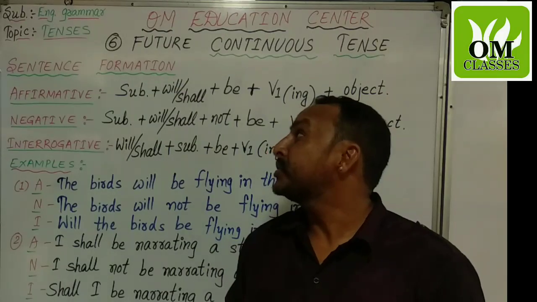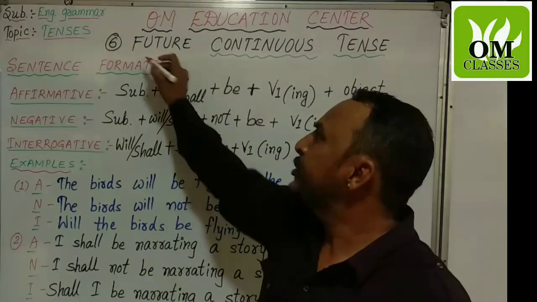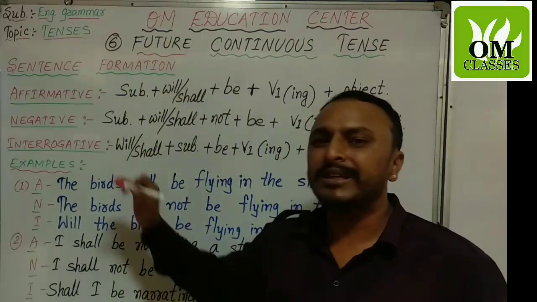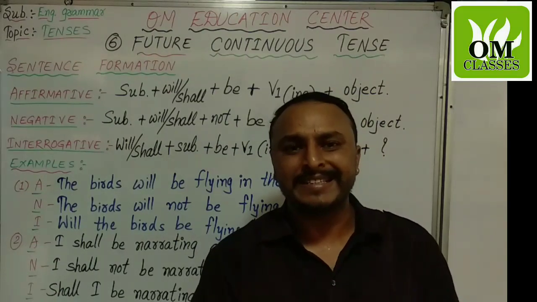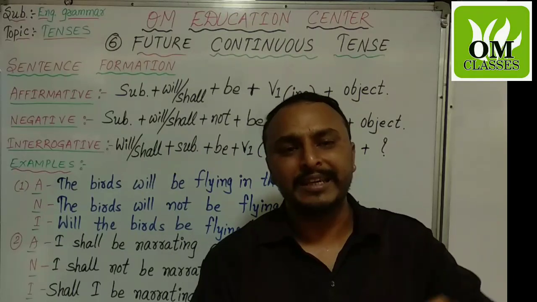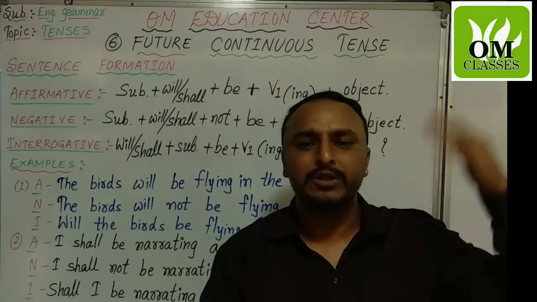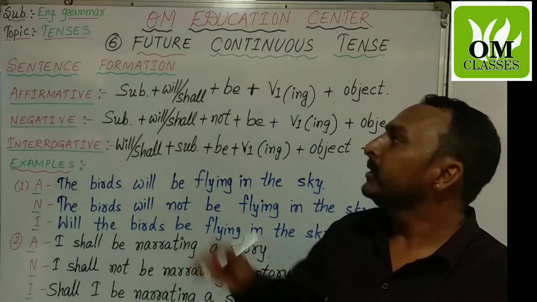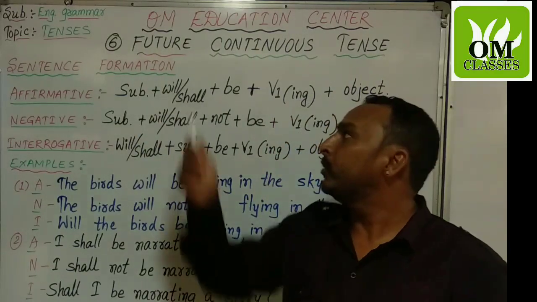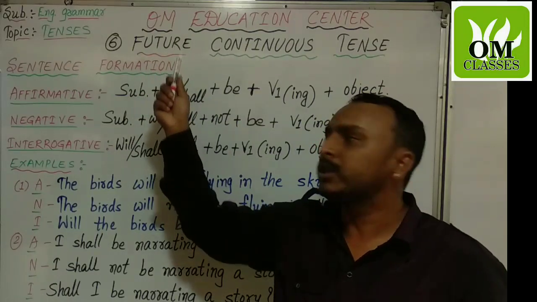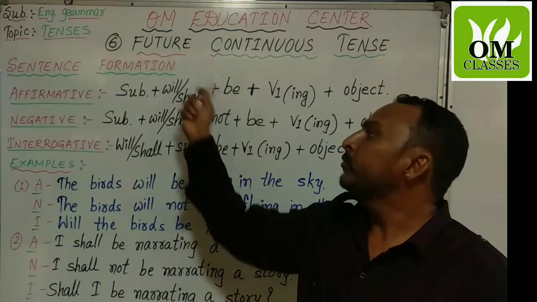Dear students, after studying the rules and uses of future continuous tense, let's start the sentence formation and examples related to future continuous tense. Future continuous tense, as I told you, is used for things which are supposed to be going on in the future at the time of talking. When something in the future will be going on while we are talking, for that we use future continuous tense. Let's see the sentence formation. For the present continuous tense, we used is, am, are. For the past continuous tense, we use was, were.